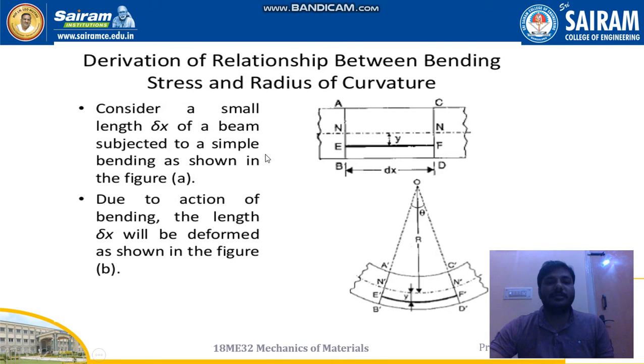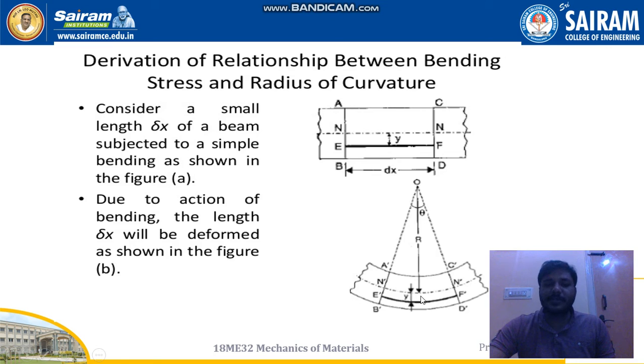Now we are going to consider the relationship between the stress and the radius of curvature. Consider a small length, delta x, of a beam subjected to simple bending, as shown in the figure. Due to the action of bending, the length delta x will be deformed as shown. When we apply the load, it deforms in the form of a curve, and this is the deflection y.